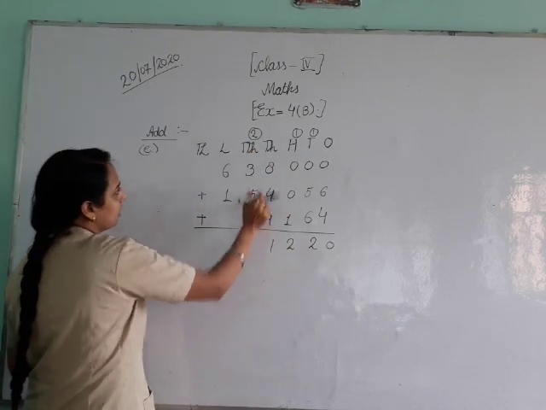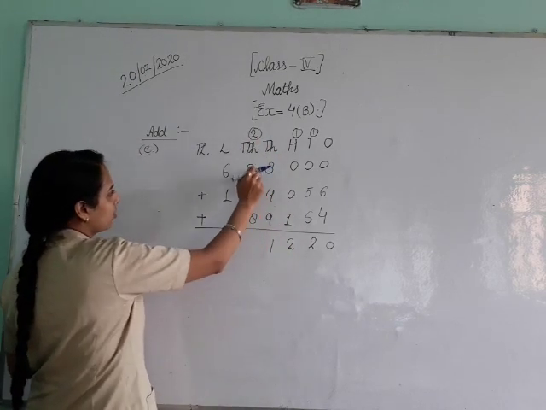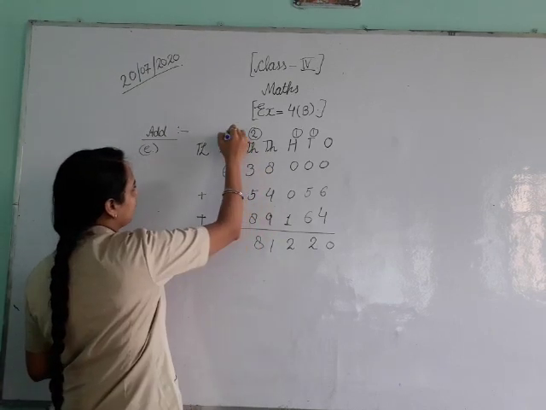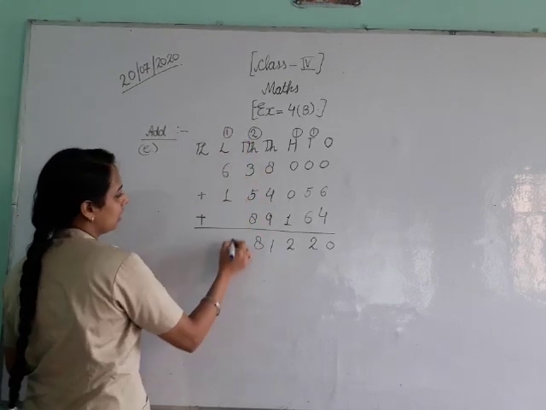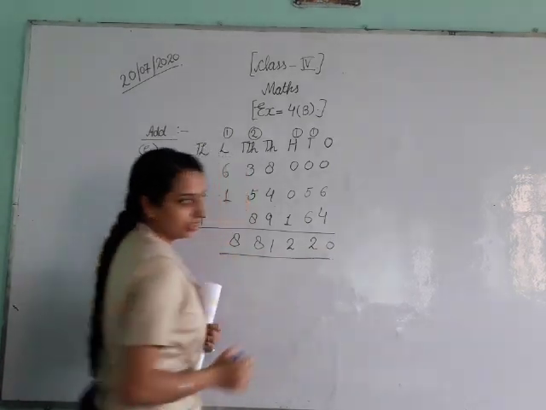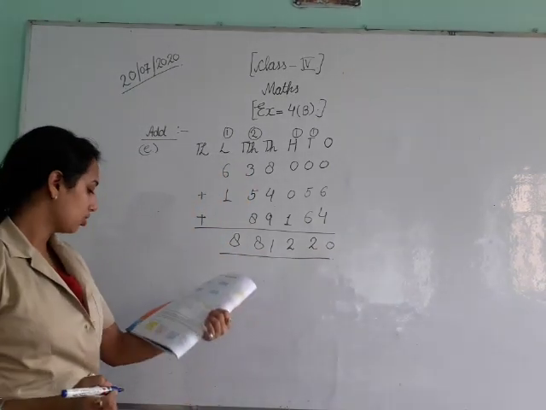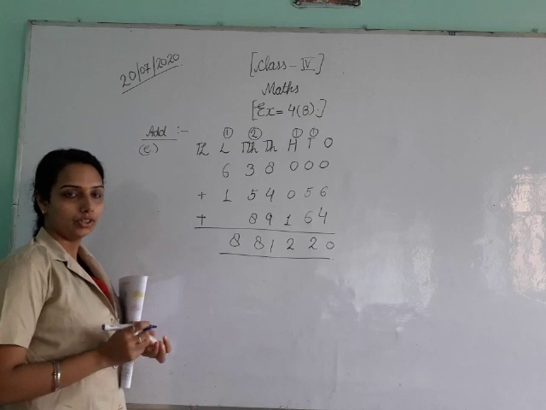Then 8 and 2 are 10, 15 and 3, 18. 1 carry. 6, 7 and 8. Understood here? Okay? You can do this work in your notebook.